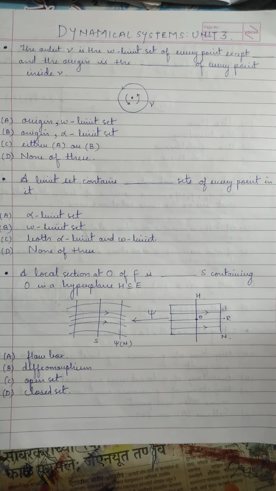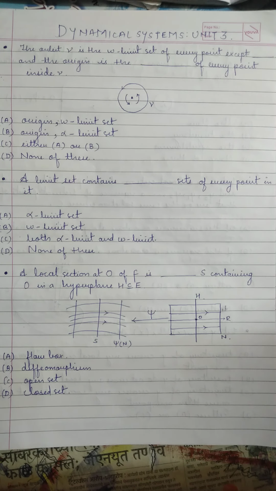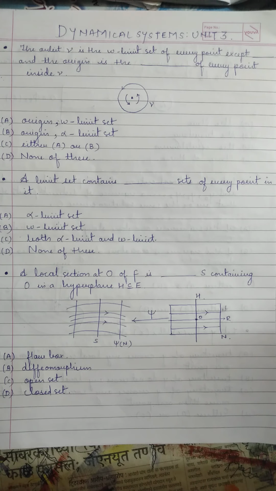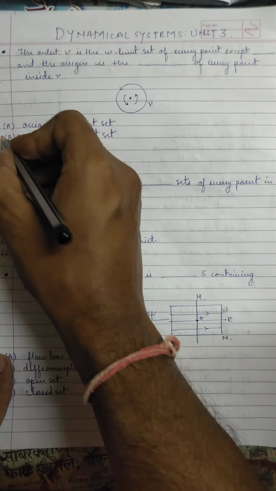Today let's look at Unit 3 of dynamical systems, the MCQs. The orbit nu is the omega limit set of every point except dash, and the origin is the dash of every point inside nu. So the correct option over here is given. Options given are origin, omega limit set; origin, alpha limit set; either A or B; none of these. So the correct option over here is B, origin and alpha limit set.